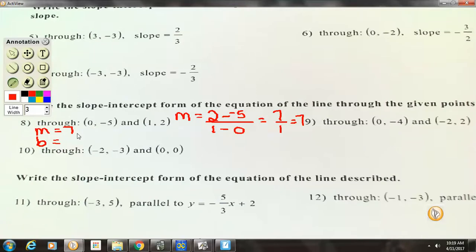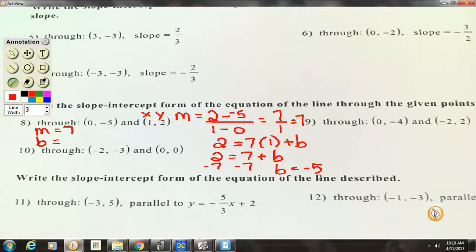So if I have a slope, can I use that slope in one of the ordered pairs to find B? Absolutely. It doesn't matter what ordered pair I pick. I'm going to pick that second one, 1, 2. So we have 2 equals 7 times 1 plus B. We'll subtract 7. So B is -5. Right? That's right.